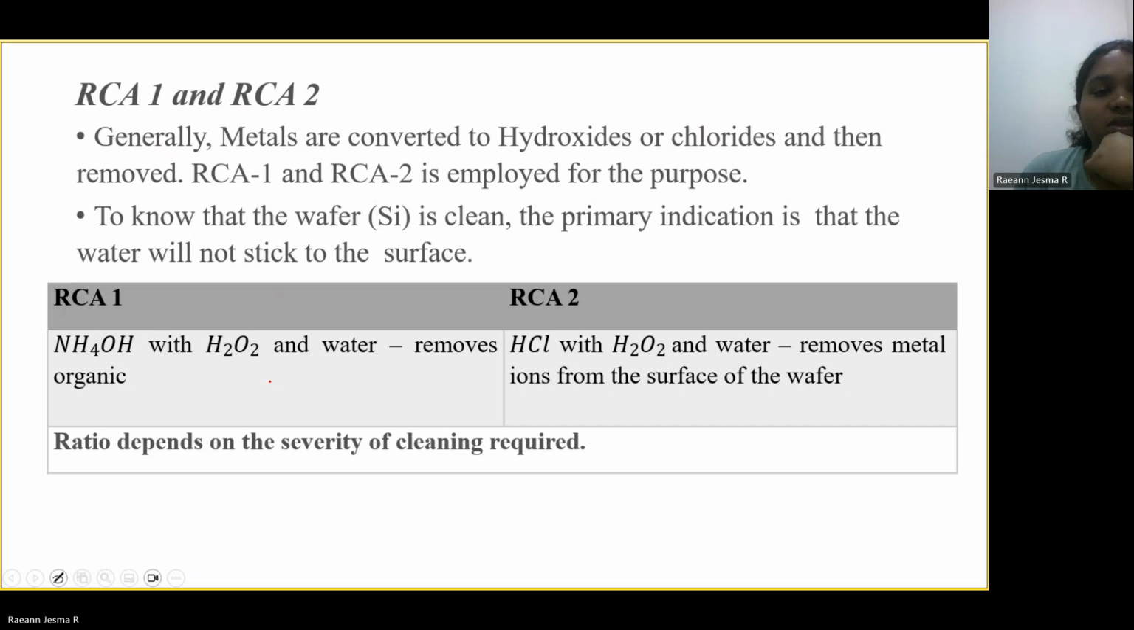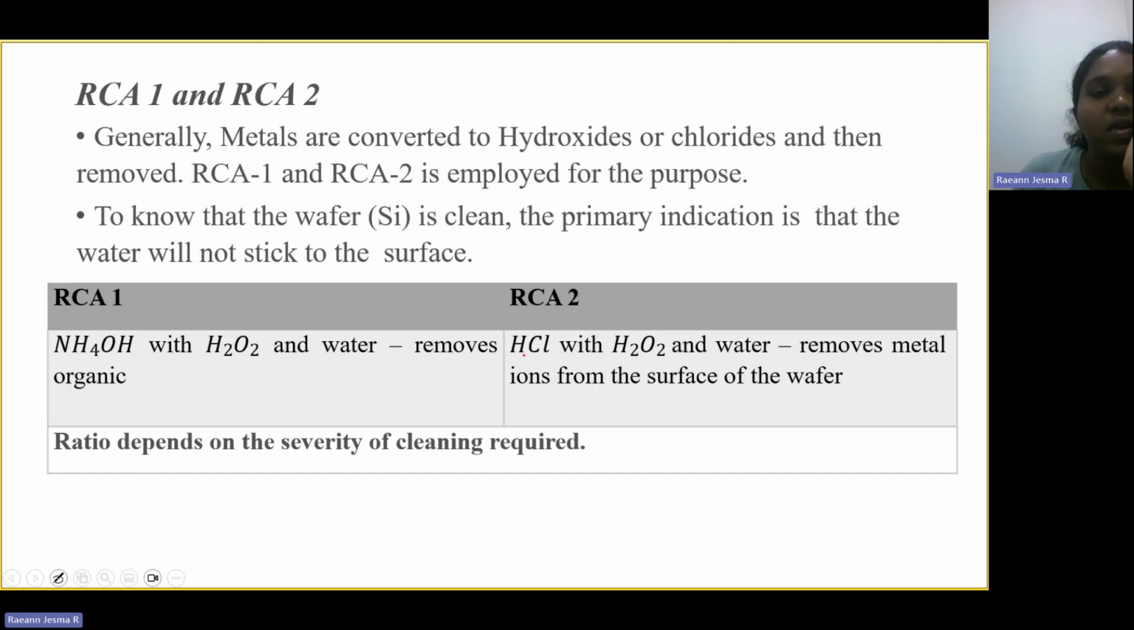Then in RCA2, once the wafer is cleaned using RCA1 cleaning, we will go for RCA2 cleaning, where we use hydrochloric acid with H2O2 and water. Here, the metal ions will get converted into hydroxides or chlorides. So this is then again removed from the sample. So the wafer then becomes clean.